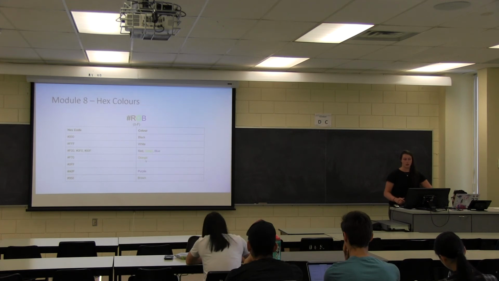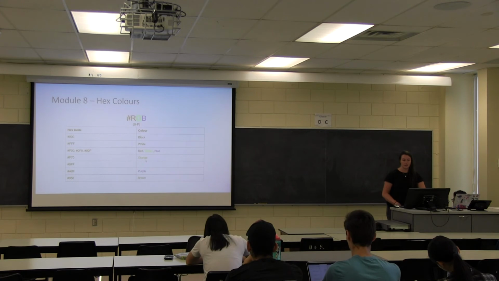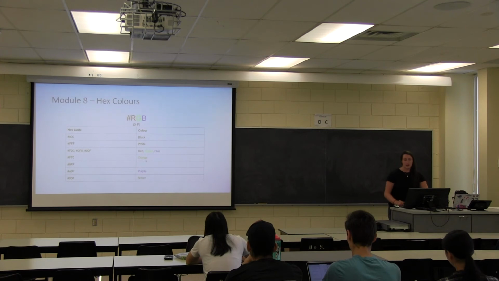So the code F00 is a full intensity of red, so it would give you the color red. 0F0 is a full intensity of green, and would give you the color green. And 00F is a full intensity of blue, and would give you the color blue. The other four on this slide are just examples of other color codes, but we're not going to ask you specific color codes. Just know how the hex color system works.